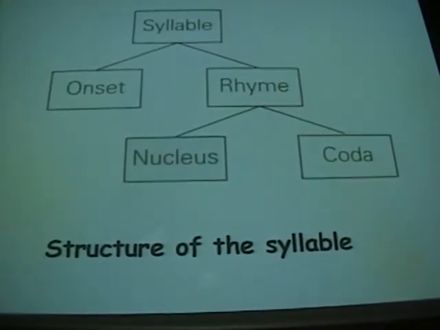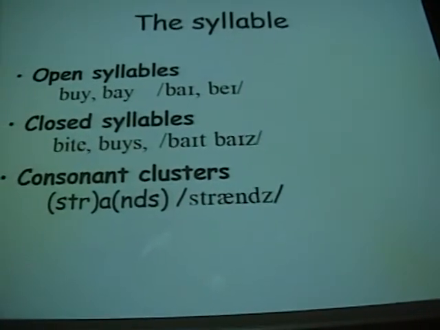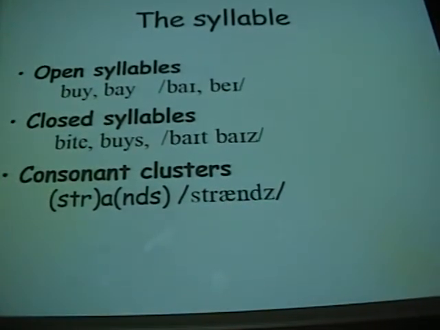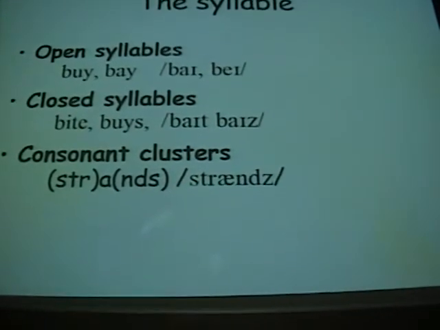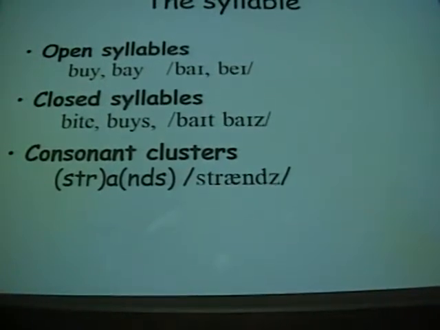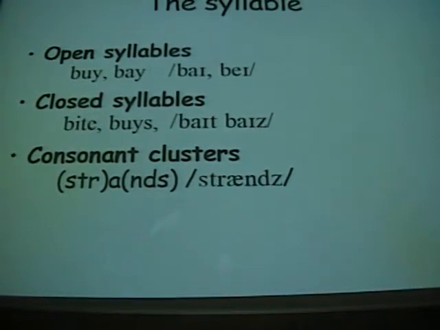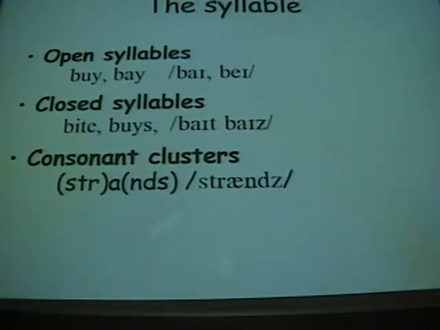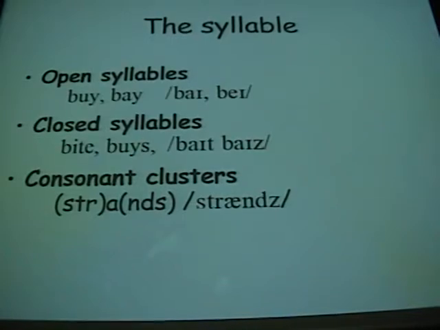Let's have a look at this in a little bit more detail. You can see here I have at the beginning a set of open syllables. By an open syllable, I mean a syllable which has no consonant at the end, no consonant at the coda. So there we have "by" and "bay", for instance. But I can also have closed syllables. So "bite" and "buys".